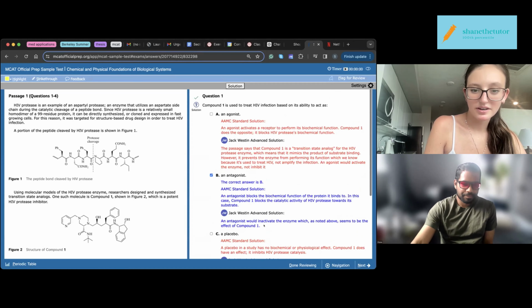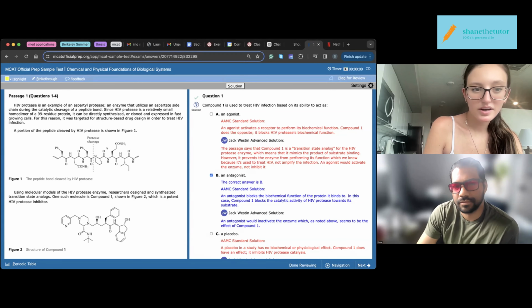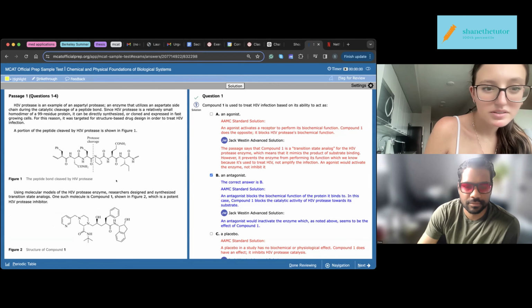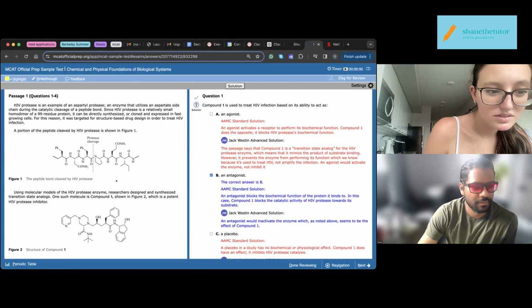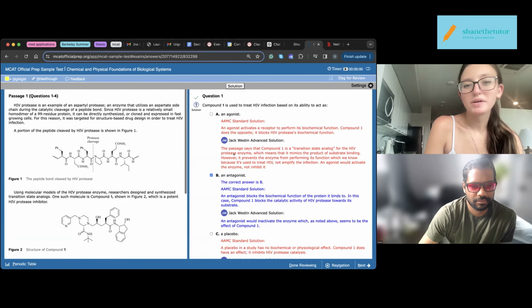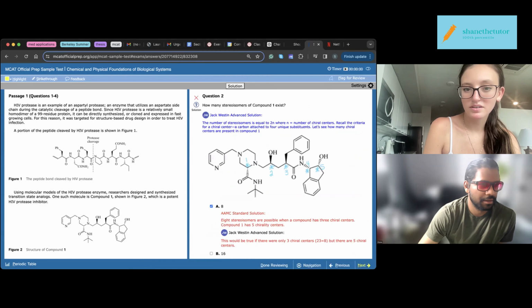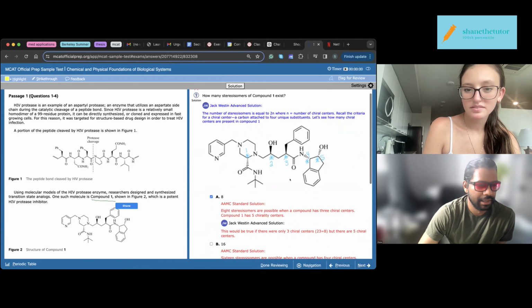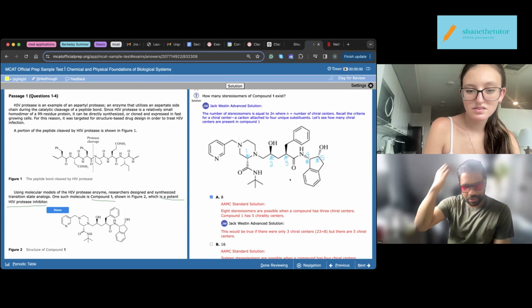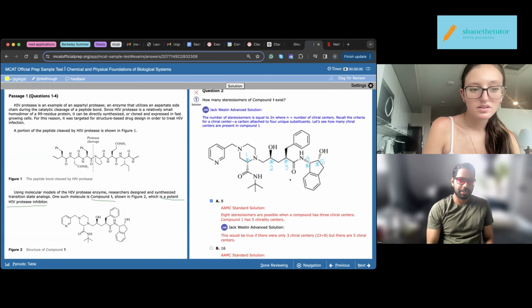All right. I understood this one because there was a part of the passage that was answering this. Basically, if it's used to treat an HIV infection, it's an antagonist of the HIV virus. Yeah, that's fine. They say down here that it's a protease inhibitor.